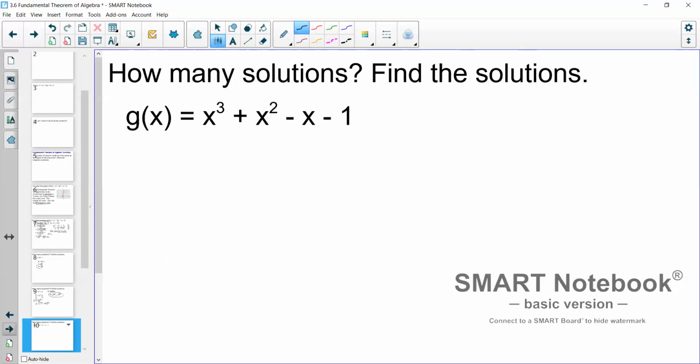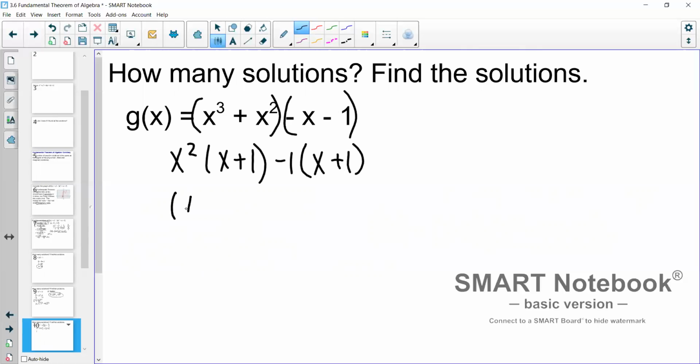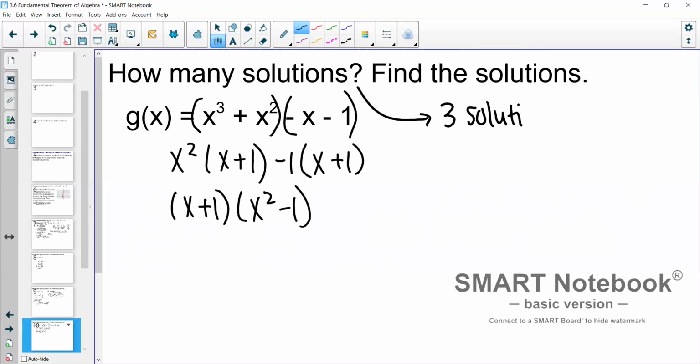Okay, let's take a look at one last problem here. So find the number of solutions in this. I'm going to try factoring this one by grouping. So we've got x² times (x + 1), -1 times (x + 1). Then we get (x + 1)(x² - 1). Now, we need to know where we can stop. How many solutions are there? Well, in this case, there are 3 solutions. How do we know? Because it goes to that power, it has that degree of 3.